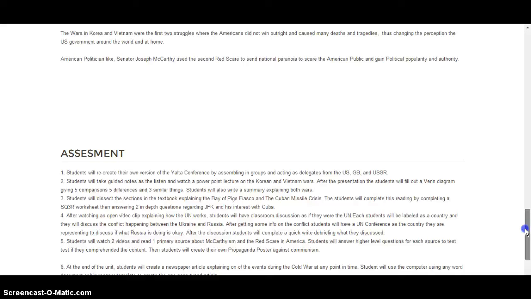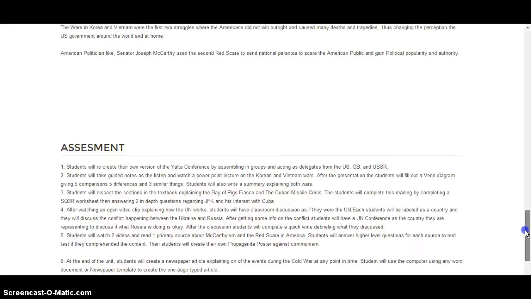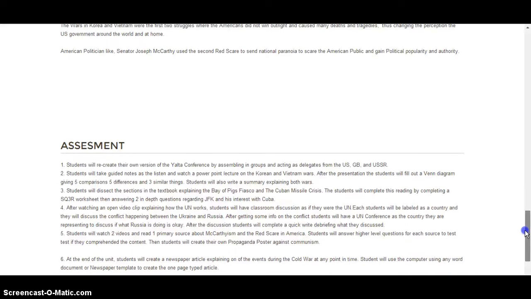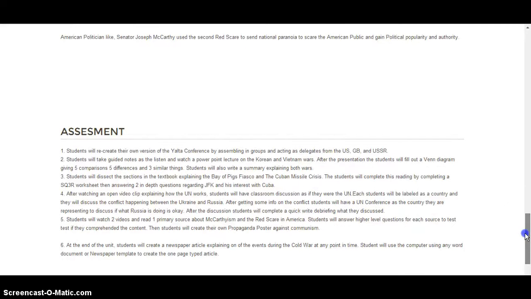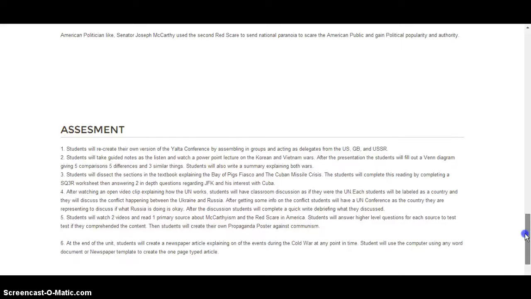The wars in Korea and Vietnam were the first two struggles where the Americans did not win outright and caused many deaths and tragedies, thus changing the perception of the U.S. government around the world and at home. So first time in history that the United States aren't the outright winners at war, like in World War II, so not Civil War, American Revolution, World War I, Spanish American War. So that changed a lot of public opinion at home and around the world.